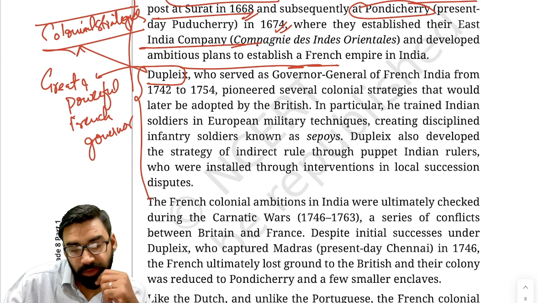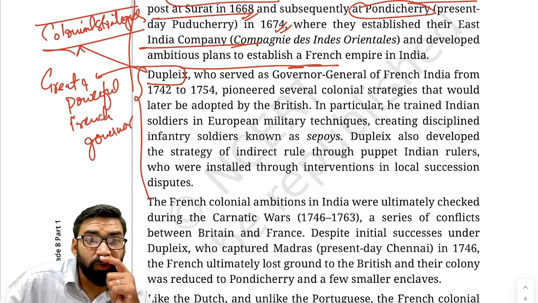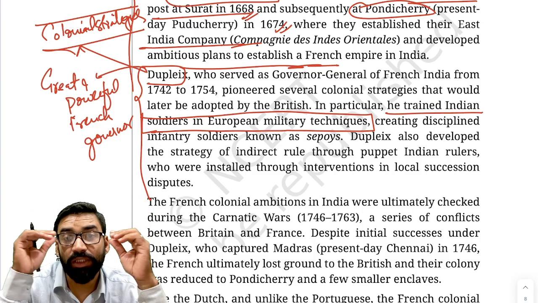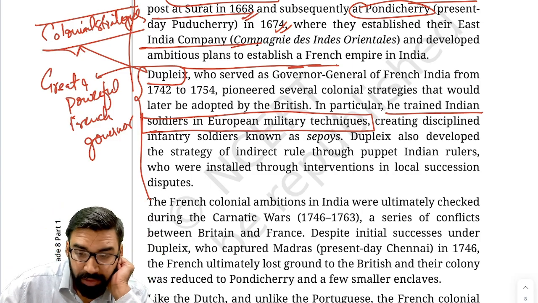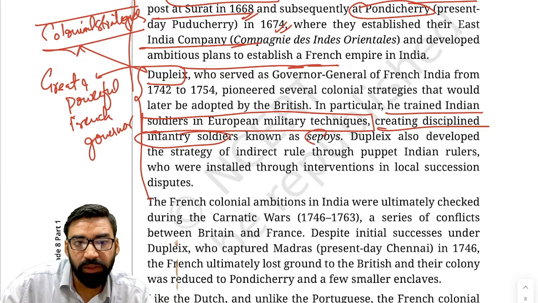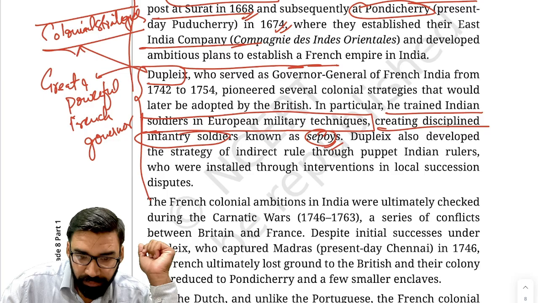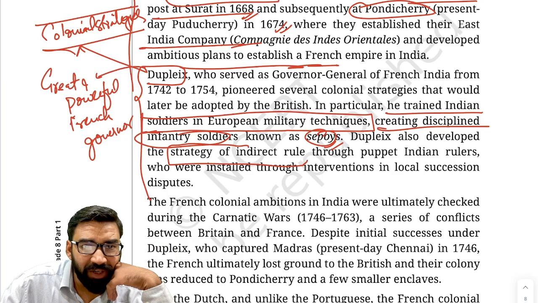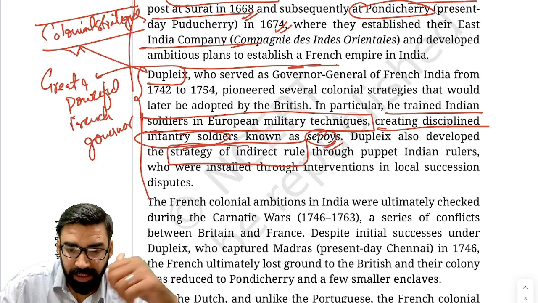Fine. Okay. Now, what Dupleix did, he trained the Indian soldiers. Now try to understand. He trained Indian soldiers in European military techniques, like he created disciplined infantry soldiers. Disciplined infantry soldiers were called sepoys. Fine. Okay. Dupleix also developed the strategy of indirect rule.